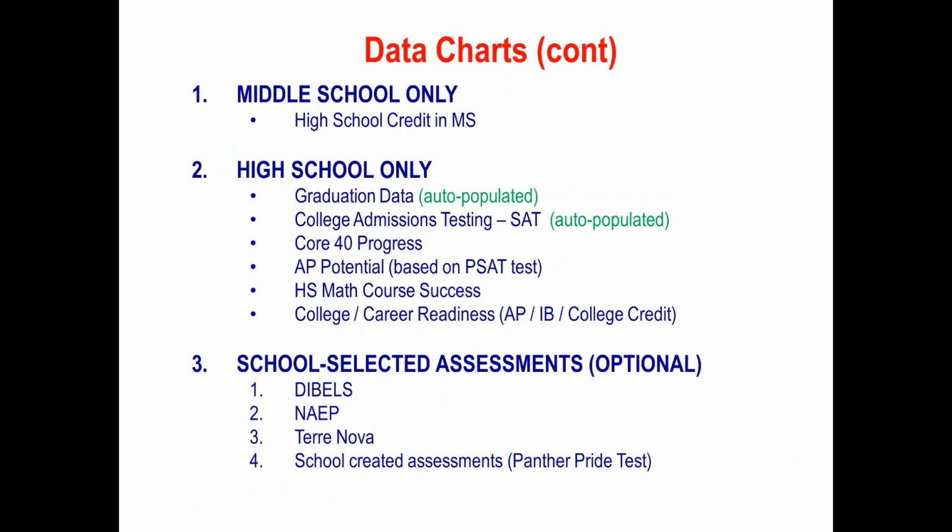so then going on with additional data that you'll be looking at in this data report, in the middle schools, we'll ask you to look at the percentage of students who earn high school credit in middle school. And then in high school, there's a bunch of other stuff. There's a couple things I wanted to say about this. This is a table, the Core 40 progress.